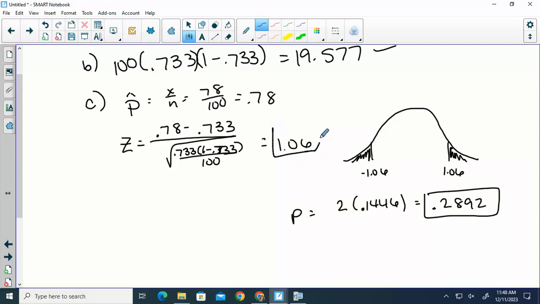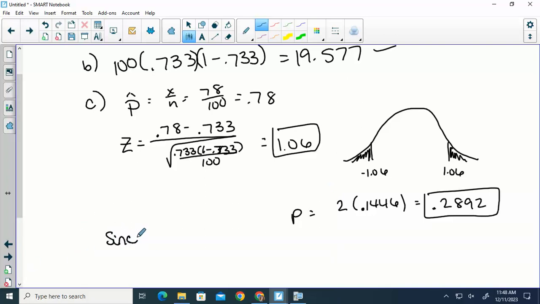Okay, so we found our z. Normally, you would just look up your z. If your alternative is less than, you just look up that number. If it's greater than, you do 1 minus the probability. Because it was a two-tailed, we had to take it times 2 here. And then we have to make a conclusion.